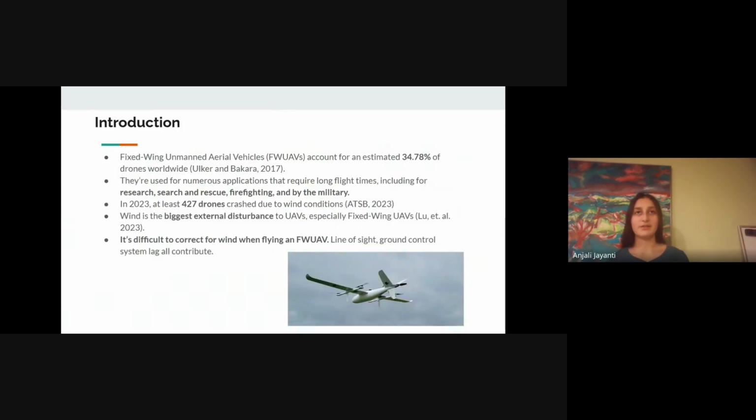Fixed-wing unmanned aerial vehicles are gaining popularity quite a bit lately, and they're honestly preferred over conventional UAVs for applications that require them to fly long times or long distances. They're used in time-critical applications like research, search and rescue, firefighting, and the military.